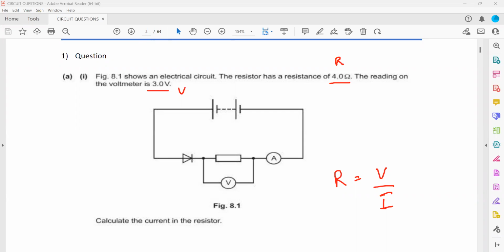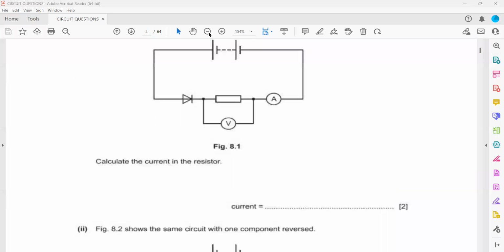So we have the resistance, which is 4, and we have the voltage. So calculate with the formula. R is equal to V over I. So we need the current. So current is voltage divided by resistance. It's just simple. Or you can substitute the values first and then cross multiply.